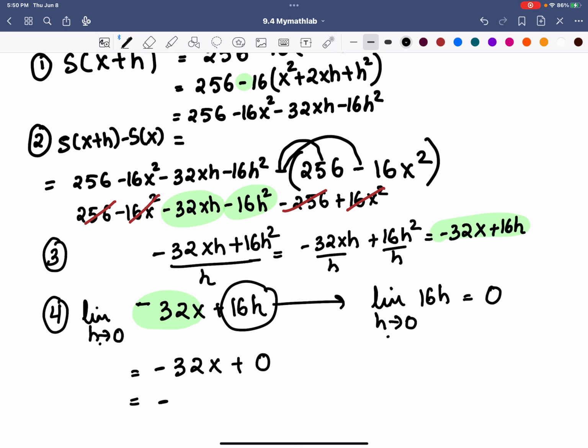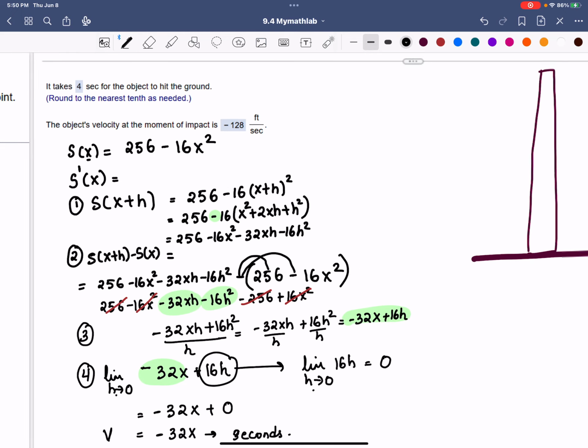So your velocity is negative 32x. Remember, the derivative, the differentiation, is your velocity. And here, what does x stand for? X stands for the time, x seconds. Looks like I can't spell seconds. So your velocity is negative 32x. Very good. We got it.